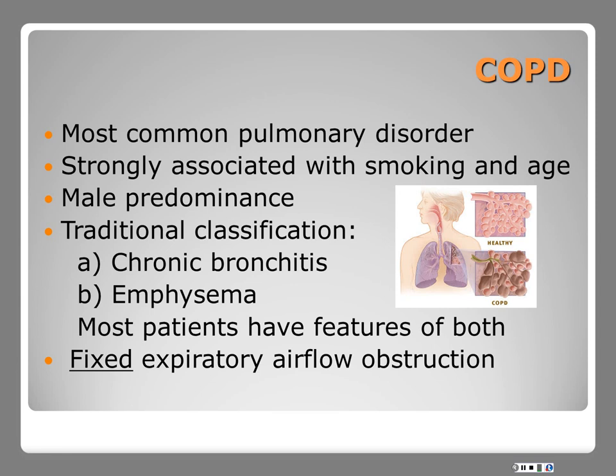COPD, on the other hand, is the most common pulmonary disorder overall in adults, strongly associated with smoking and age. There's a male predominance, maybe due to smoking being more predominant in males as well, but that's not quite clear. Traditional classification includes A, chronic bronchitis, or B, emphysema, and most patients have features of both, so one doesn't exclude the other. The problem in COPD is that there's now fixed expiratory airflow obstruction and not variable anymore.